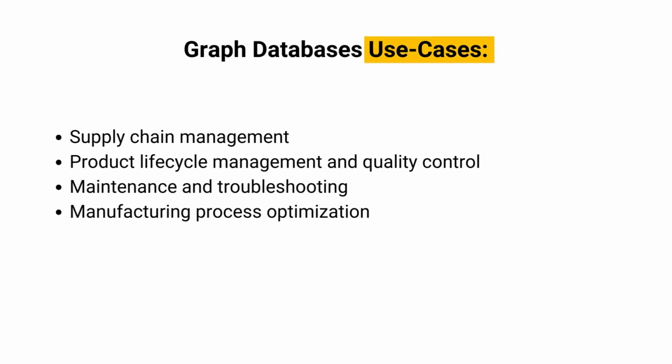The power of these databases to integrate diverse data sources proves immensely beneficial in consolidating and analyzing information from disparate systems within a smart manufacturing setup. There are numerous applications and use cases for graph databases within the IIoT ecosystem. One key application is in supply chain management, where graph databases can map the entire supply chain network.